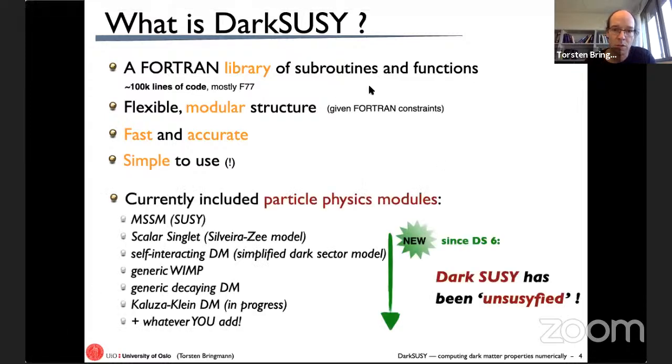So then DarkSUSY, since version 6, is no longer restricted to the MSSM supersymmetry. So in that sense, we have unSUSYfied DarkSUSY, and it contains a number of particle physics modules that you can directly use, that are shipped with the release. But of course, it also provides scripts to add new particle physics modules. And in principle, you can use it for any kind of WIMP type or any kind of models that lead to observables, that lead to rates of the types that I will be talking about here.